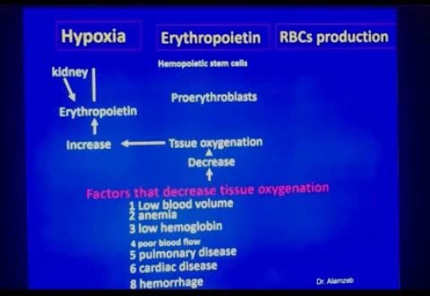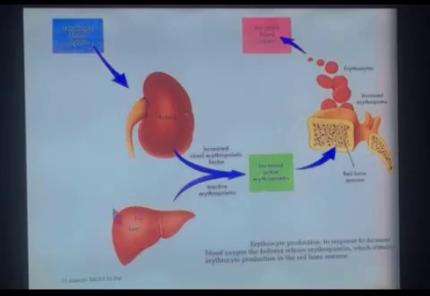When erythropoietin is produced, it acts on the hematopoietic stem cell and produces the proerythroblast, and the proerythroblast is then converted into a mature red erythrocyte, or red blood cell. This is a diagrammatic presentation. When there is decreased blood oxygen, the kidney and the liver start production of erythropoietin. This erythropoietin acts on the bone marrow, on pluripotential hematopoietic stem cells, and they start production of red blood cells, and the deficiency is overcome.